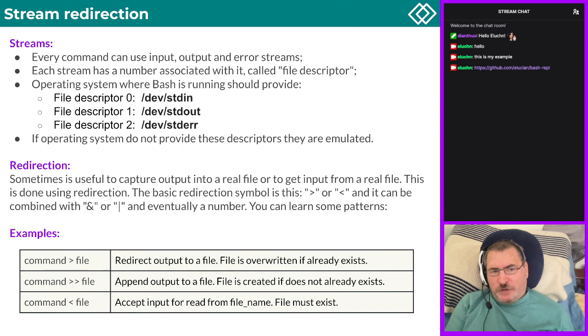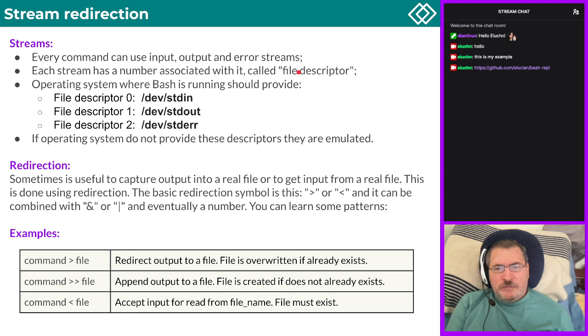So now let's see the stream redirection. This is a theory that you have to learn about Bash. Every command can use input, output, and error streams. So there are three streams: input, output, and error. They are very logically organized. Each stream has a number associated with it called a file descriptor, because a stream behaves like a file.